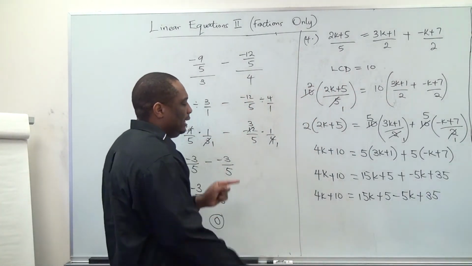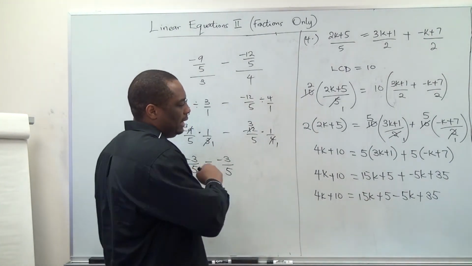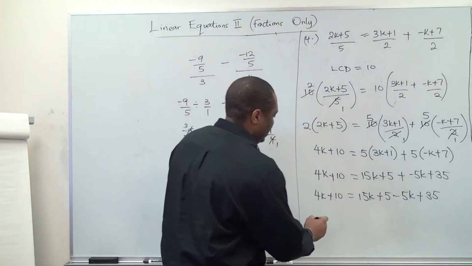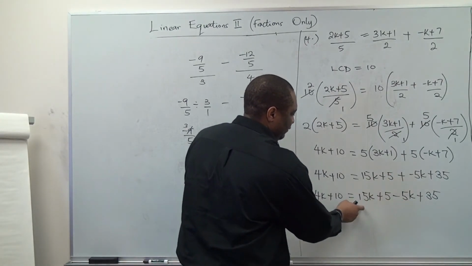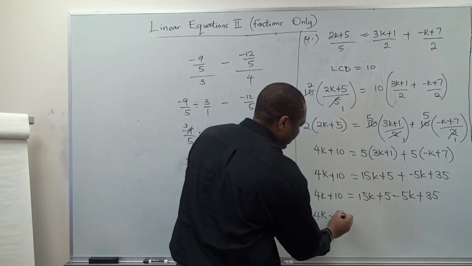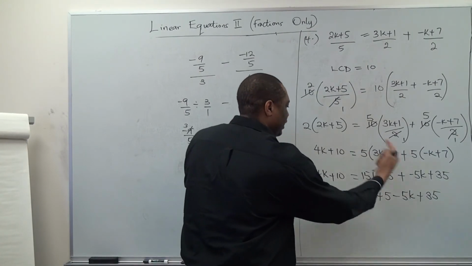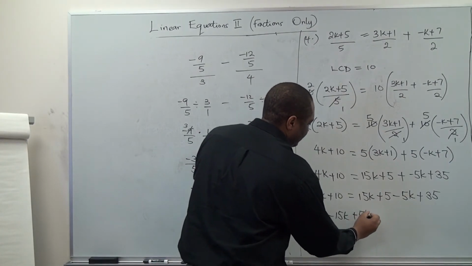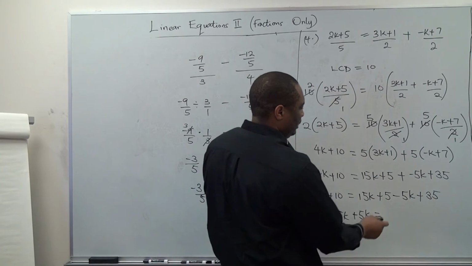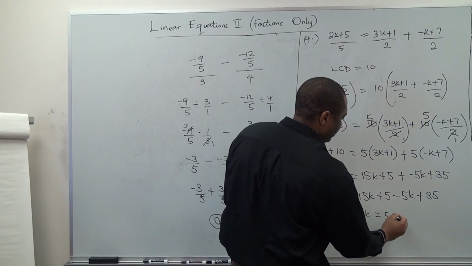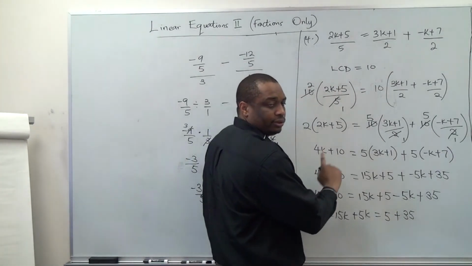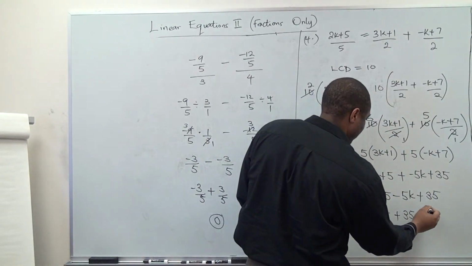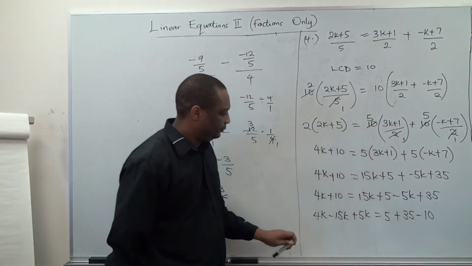Okay, so get the variables on one side, get the constants on one side. So this is 4k, minus 15k comes over here, minus 15k. Negative 5k over here is plus 5k, equal to. Who is here already? 5 is here already. 35 is here already. Move 10 to join the right hand, negative 10.